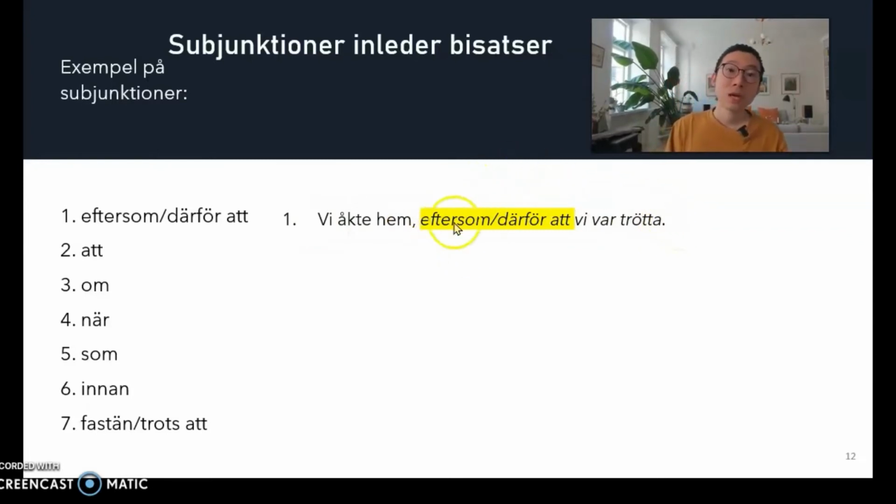So the difference between eftersom and därför att is very minimal. Eftersom is like because, därför att is more like cause. So you can begin a sentence with eftersom also, but you cannot begin a sentence with därför att.